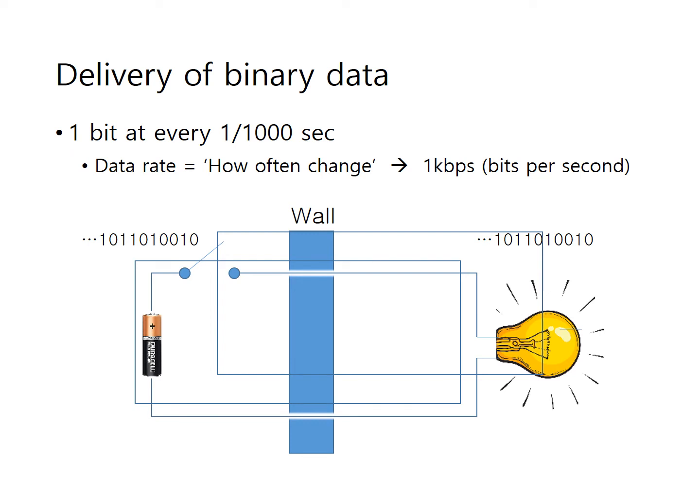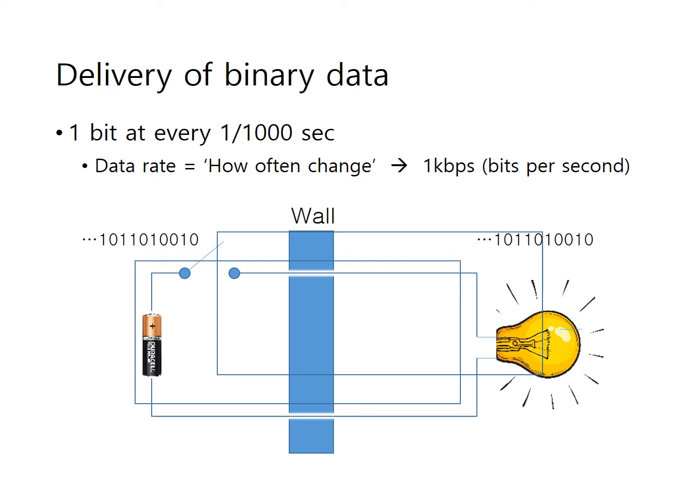In the system shown in the figure, there is a wall in the middle, and a battery or voltage source on the left and the light bulb on the right. When binary data 1 comes in, the switch is on, and when binary data 0 comes in, it is off. Accordingly, the light bulb can be turned on or off to transmit binary data. How can I pass more data in this system?